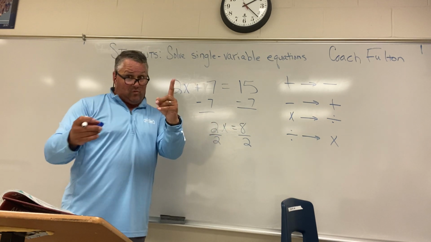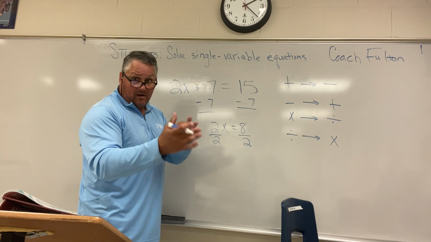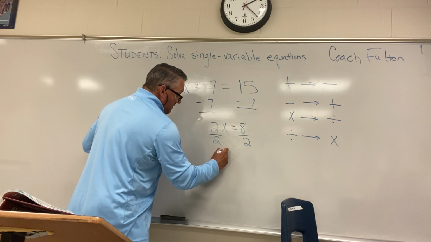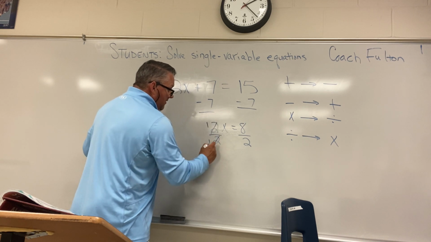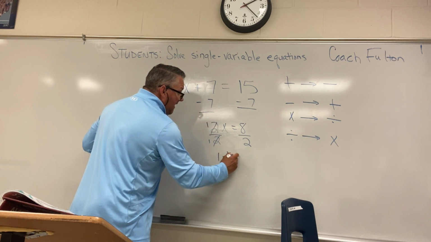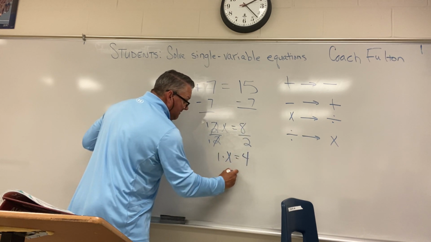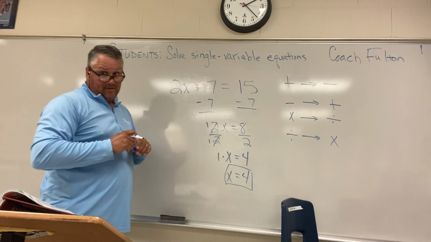2 divided by 2 is 1. 1 times x is x, so I'm done, right? I have the variable by itself on the left side of the equation. So 2 divided by 2 is 1, right? I can cancel these out. 1 divided by 1 is 1. 1 times x on this side. 8 divided by 2 there is 4. 1 times x is x. So x is 4. Always box your answer at the end.